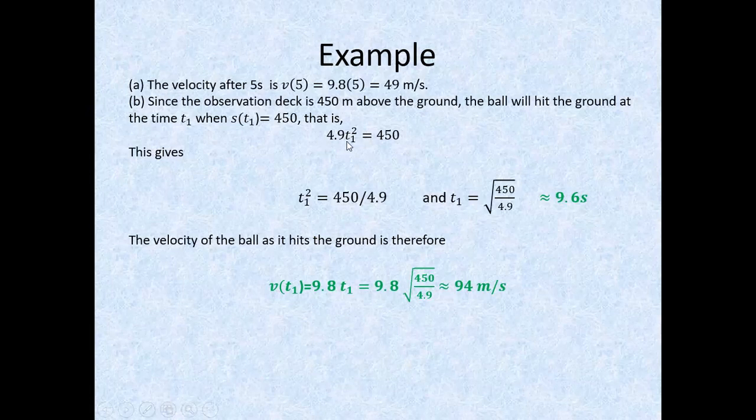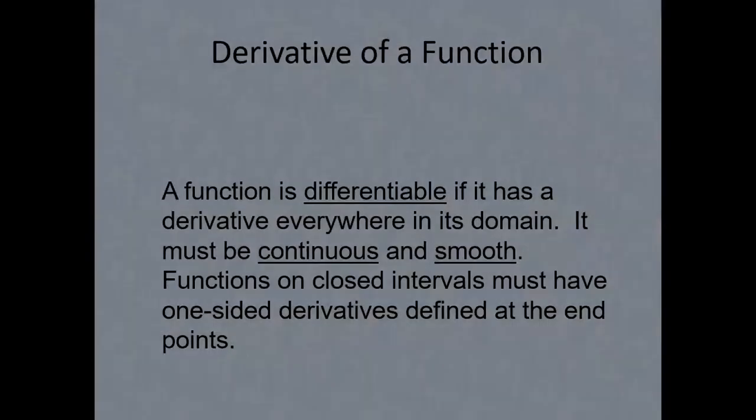The term here is multiplied with t1 squared and here it will be divided, and t1 equals under root, if we square both sides, so we will have t1 equals under root 450 over 4.9, approximately 9.6 seconds. The velocity of the ball when it hits the ground is therefore v of t1 equals 9.8 times t1, equals 9.8 under root 450 over 4.9 approximately. If we calculate, we have 94 meters per second squared per second.